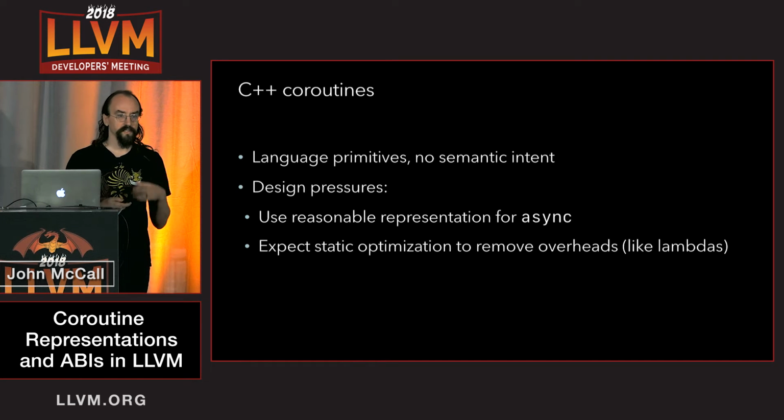So the pressure there is to end up using something really appropriate for async, and then hoping that the allocation and things like that will be eliminated statically in the cases that you really care about, for something like a generator.